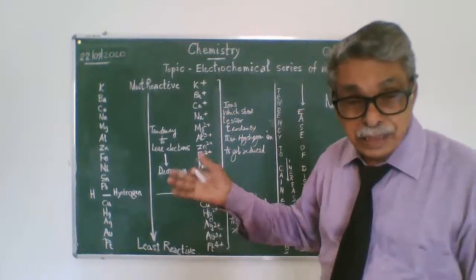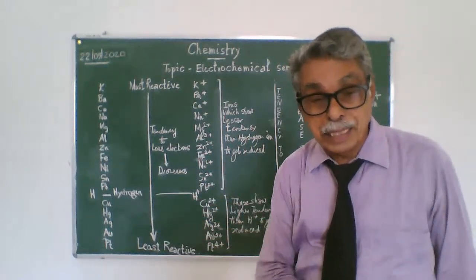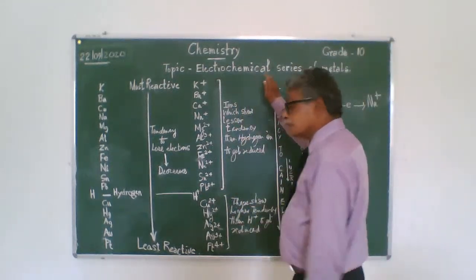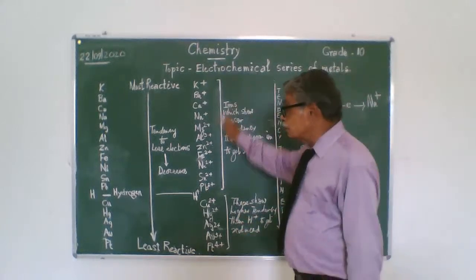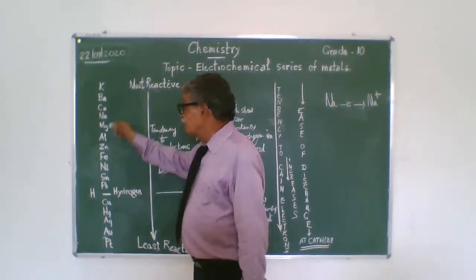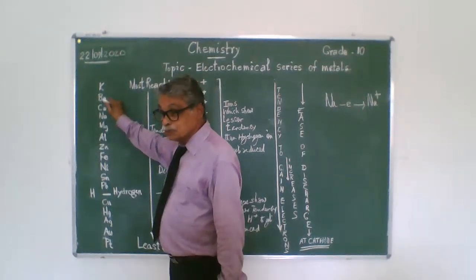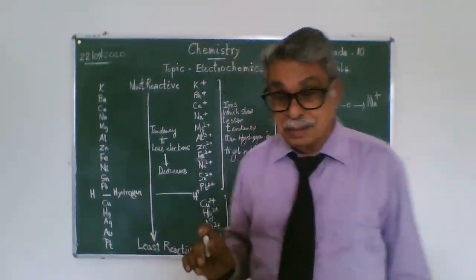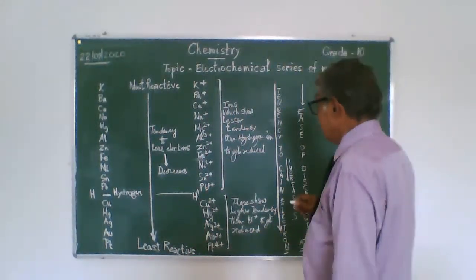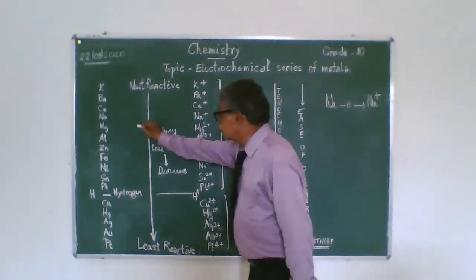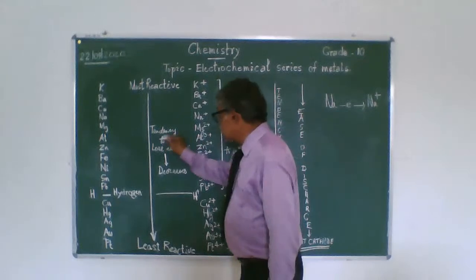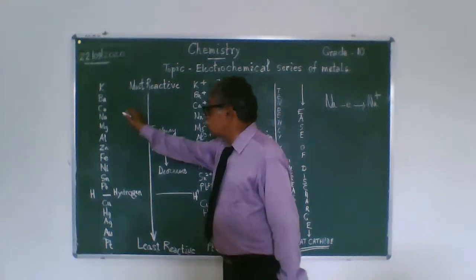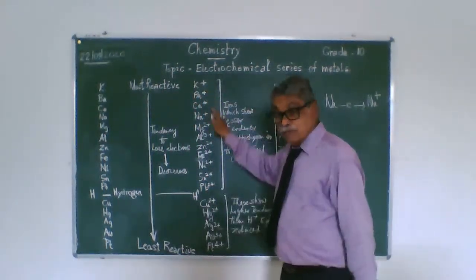Now, do not get confused with the chemical activity series, something different. It's also there, but this is the electrochemical series. In this electrochemical series, you will find some elements are not there, and some elements have found a place earlier also. So in this series, atoms will show a tendency to lose electrons and form ions.